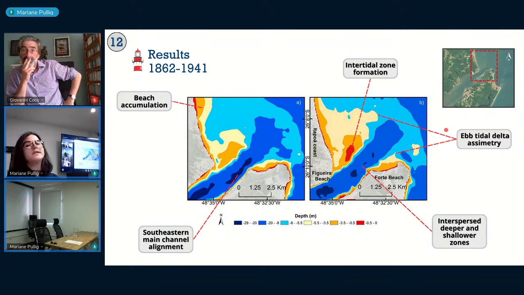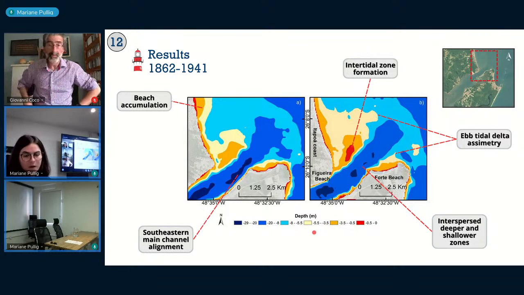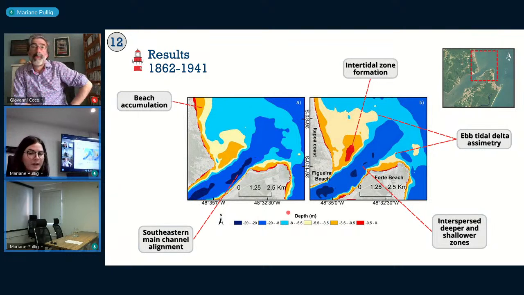So the results. First, this first period, 8 years. So here we have the Itapuá coast, and then we have São Francisco do Sul Island, and then here we have the depth. The red portions mean the shallow part of the inlet, and the dark blue portions mean the deepest part of the inlet.